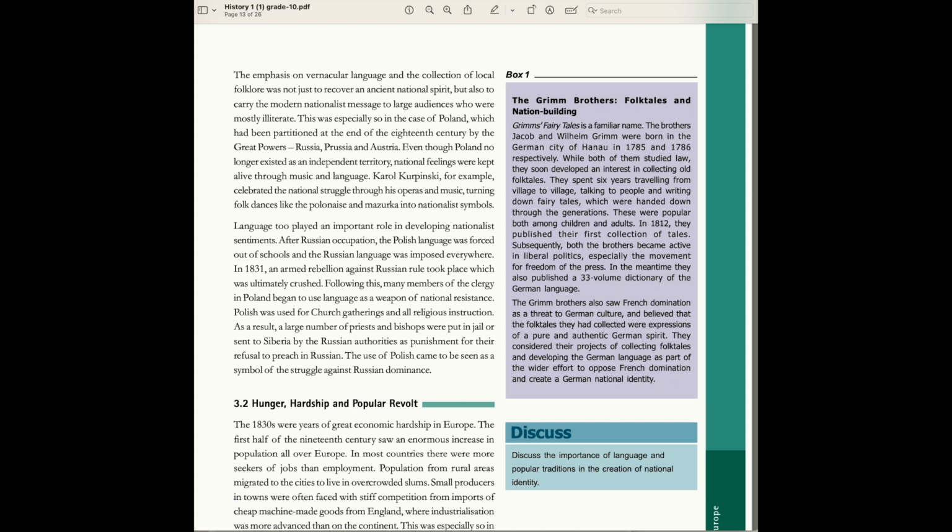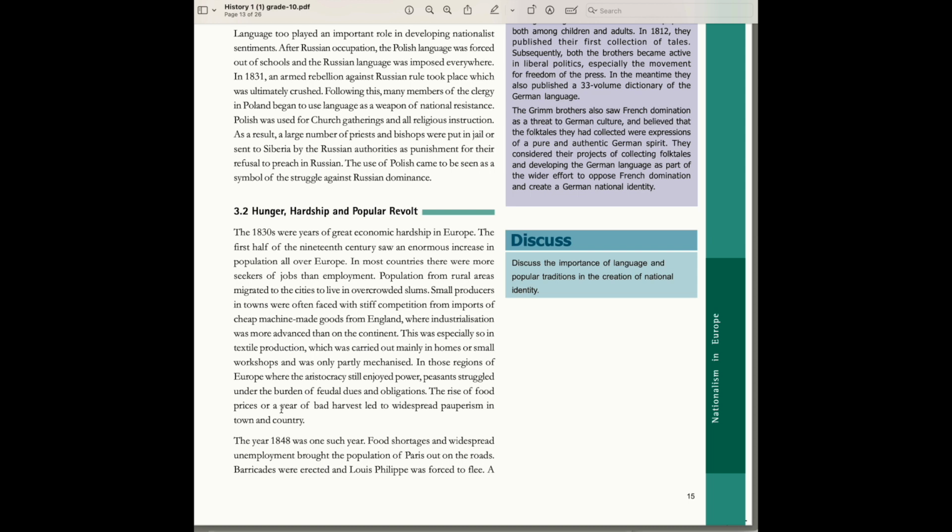As a result, a large number of priests and bishops were put in jail or sent to Siberia by the Russian authorities as punishment for their refusal to preach in Russian. The use of Polish came to be seen as a symbol of the struggle against Russian dominance.